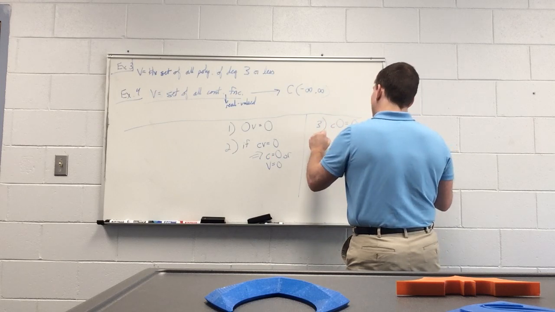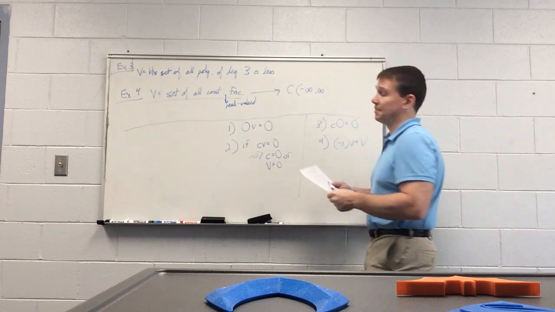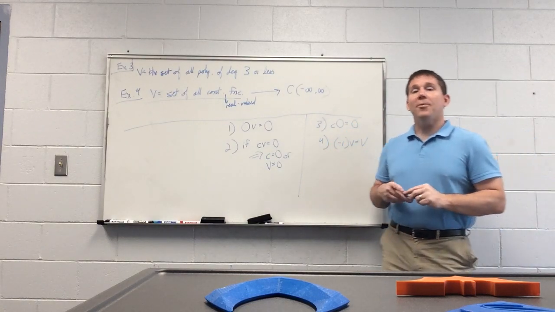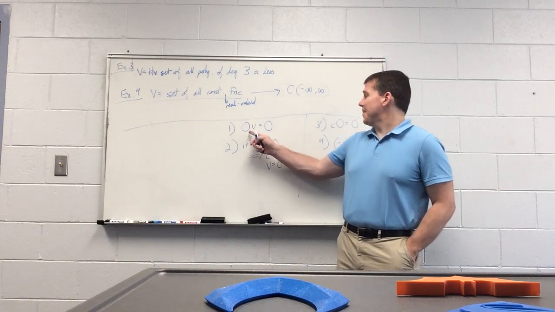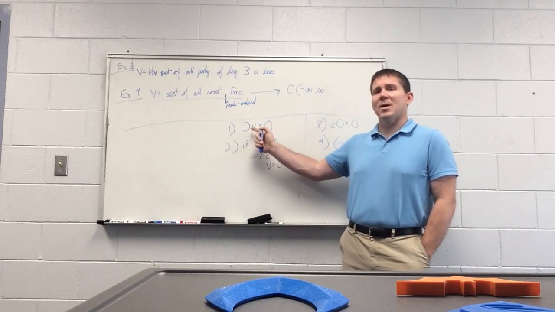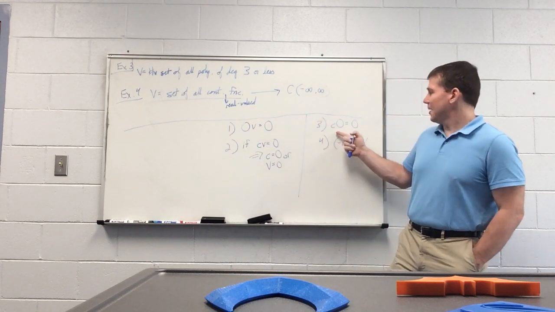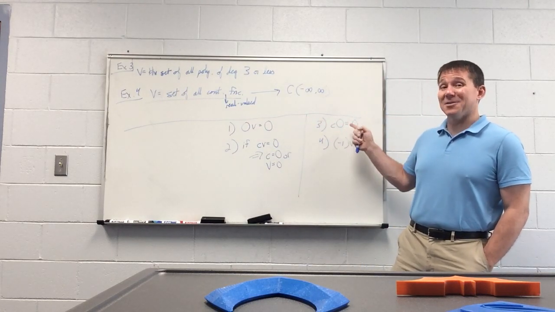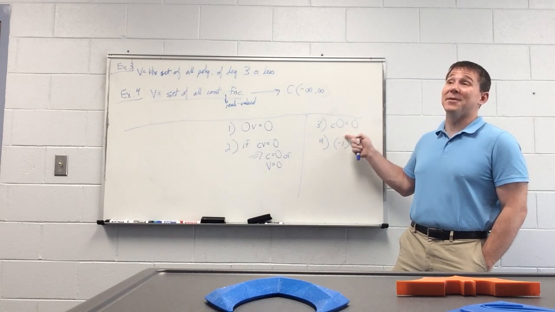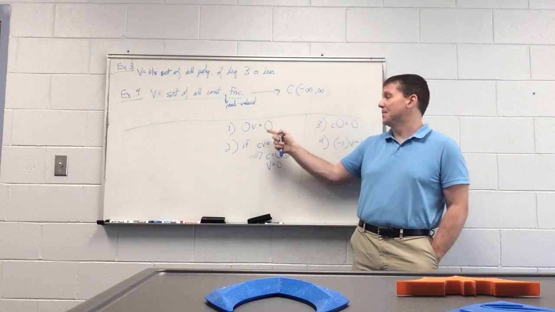C0 equals 0. And negative 1V equals V. All properties we've seen before. And then keep in mind, understand here, if I multiply the scalar 0 times one of the vectors in my set, I get 0 out. Here, if I multiply any scalar times the 0 vector in my vector space, I get 0 out. Understand the difference between these two.